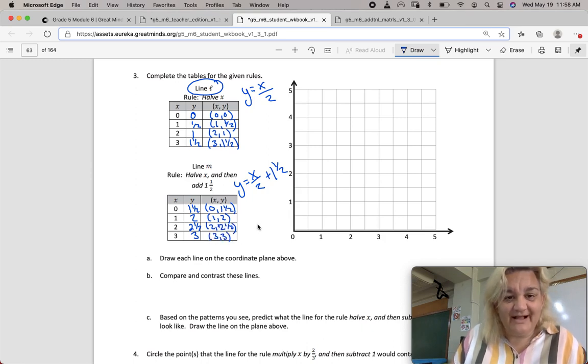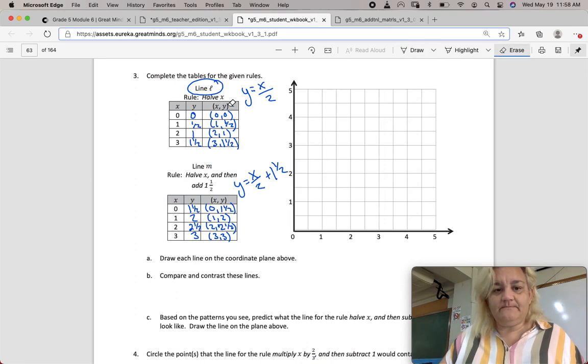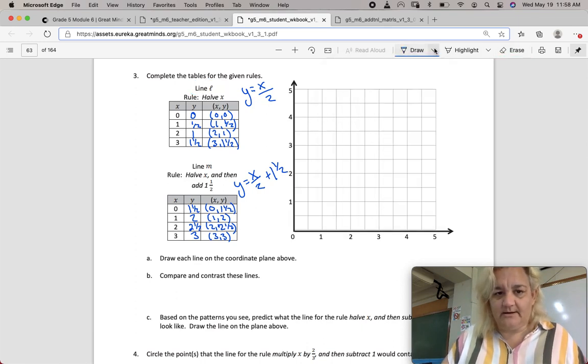And if we did everything correctly, and I doubt myself a lot, so if we did everything correctly, we should have a nice set of parallel lines. So let's check our work. Let's see, line L, I'm going to make this light blue color. 0, 0, 1 and a half, 2 and 1.